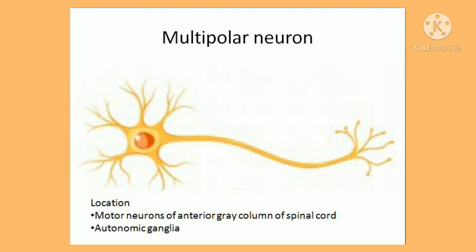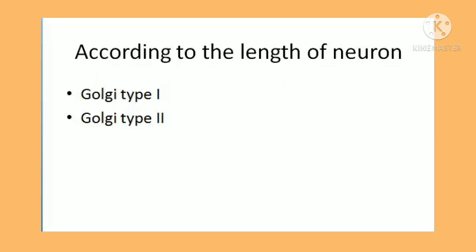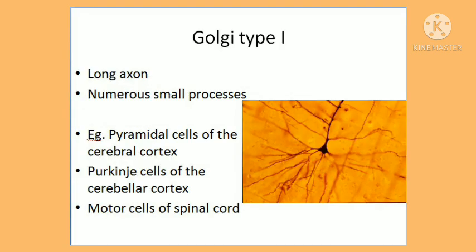According to the length of the axon, neurons are classified into Golgi type 1 and Golgi type 2. The Golgi type 1 neuron has long axons and numerous short dendrites. These are seen in pyramidal cells of the cerebral cortex, Purkinje cells of the cerebellum, and anterior horn cells of the spinal cord.